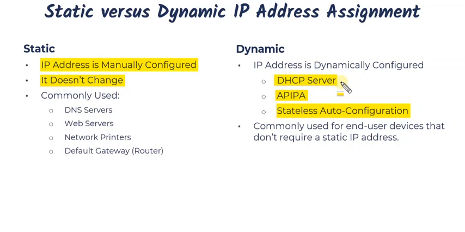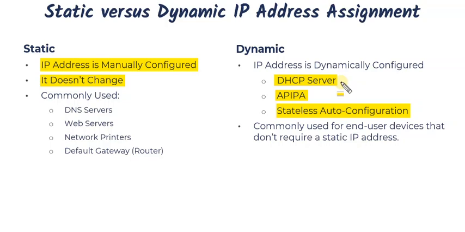And then with APIPA and the stateless auto configuration, they're going to be checking to make sure there are no duplicate IPs on the network. So the same thing can occur. If you log back into your system, you turn it back on, and another system's taking that IP address, well, then you can be assigned a new one. So that's the difference between dynamic and static.